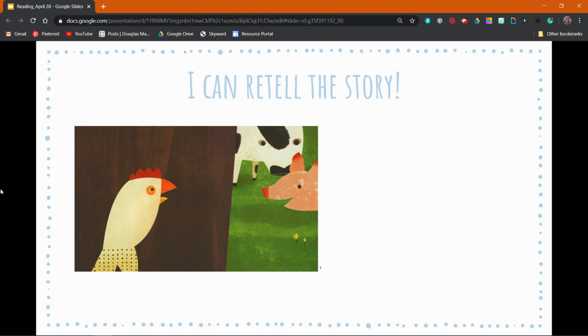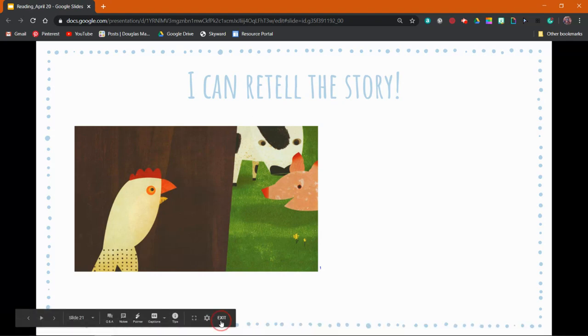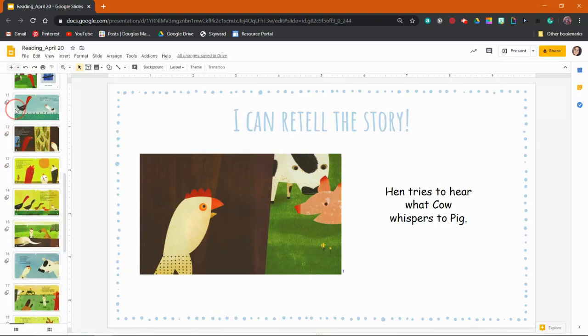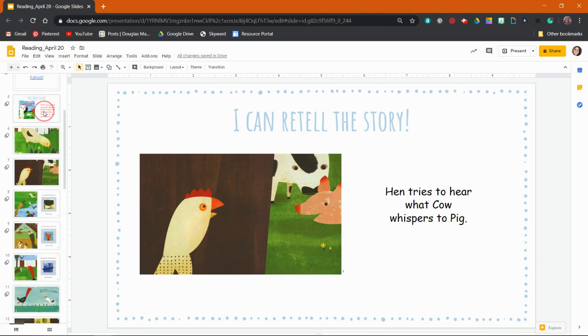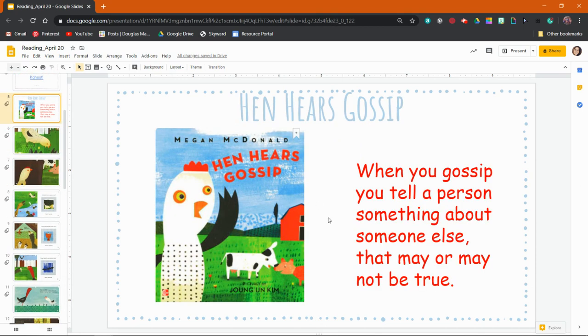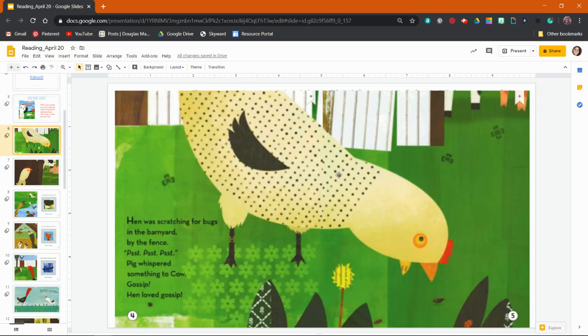All right, boys and girls. So, if we think back to what gossip meant, remember at the beginning I said gossip means when you tell someone something about somebody else that may or may not be true. So throughout this whole story, we saw lots of gossip happening, and it all started when Hen was trying to listen to what Cow was telling Pig. And she didn't hear that correctly, did she?